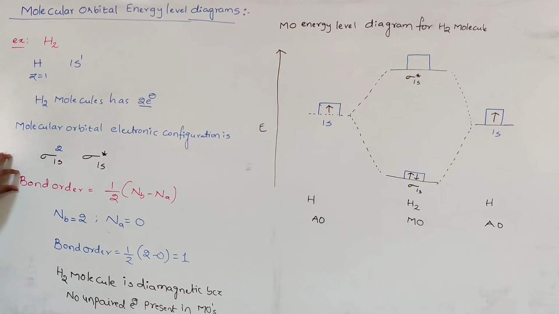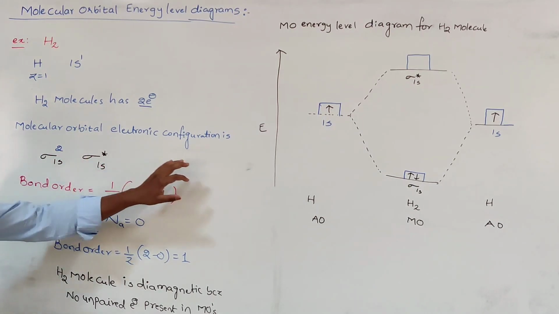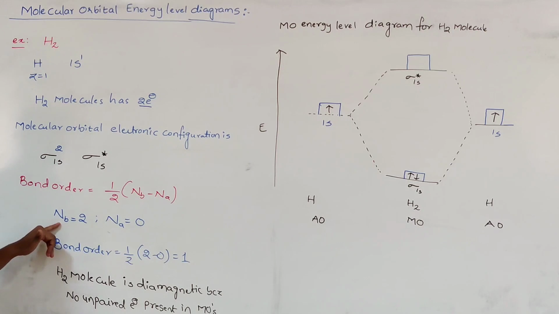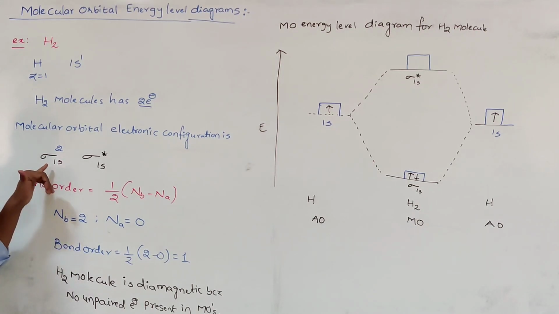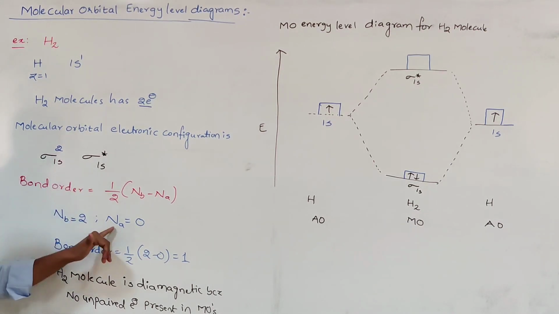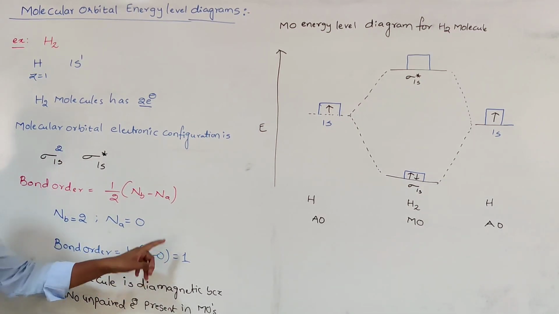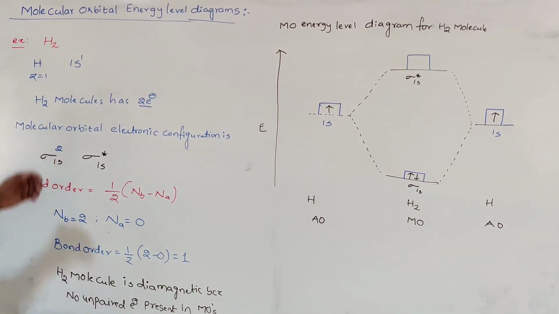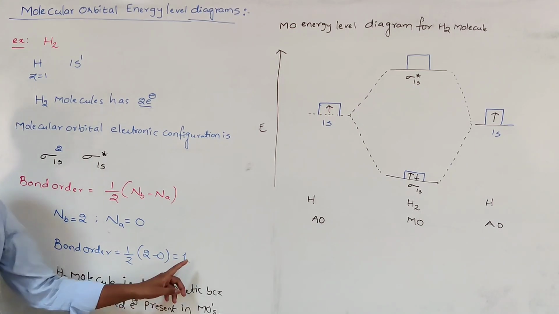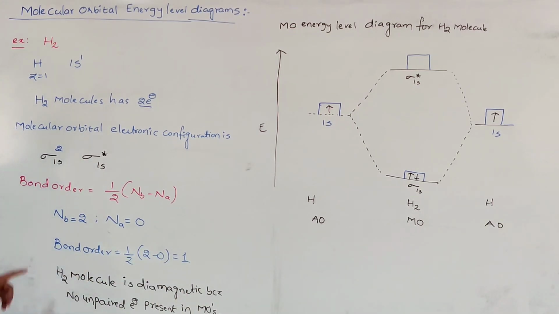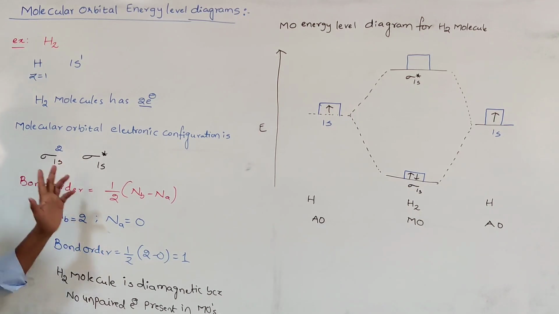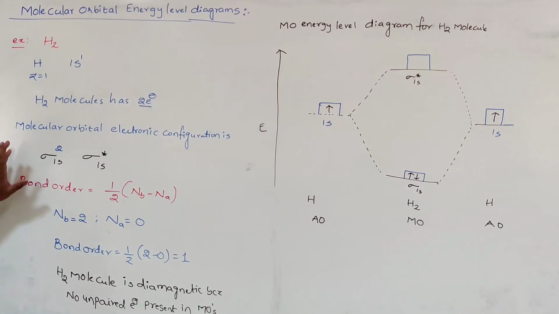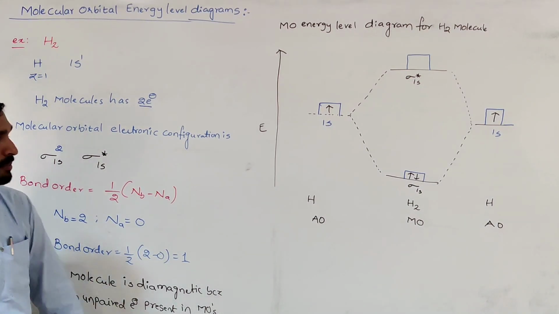After that we can calculate the bond order. Bond order is equal to 1 by 2 into Nb minus Na. Nb means the number of electrons in bonding molecular orbitals, which is 2. The number of electrons in anti-bonding molecular orbitals is 0. So the bond order is 1 by 2 into 2 minus 0, which is equal to 1. The bond order 1 clearly says that the two hydrogen atoms are connected through a single covalent bond. When we observe the molecular orbitals, no unpaired electron is present, so the hydrogen molecule is said to be diamagnetic.